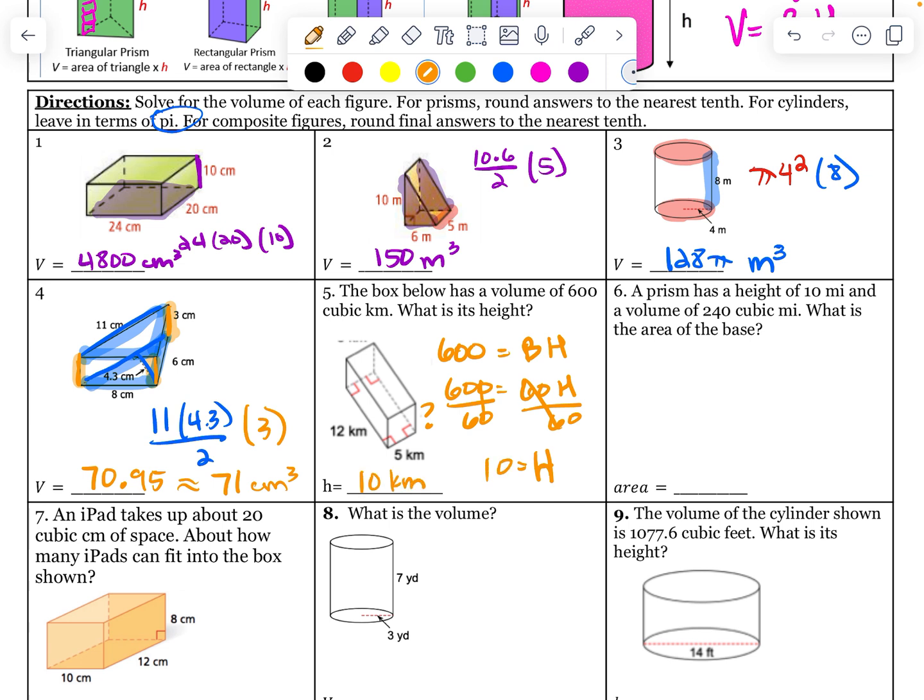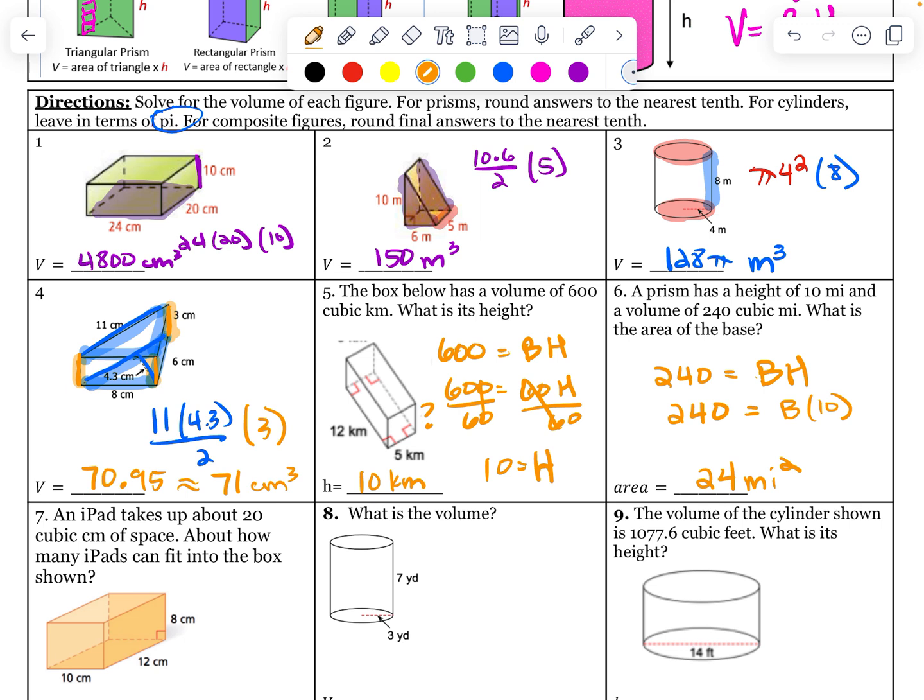A prism has a height of 10 miles and a volume of 240 cubic miles. What's the area of the base? All right, so volume is 240, base times height. So 240 equals base times 10. Divide both sides by 10. The area of the base is 24 cubic, no, just miles. Square miles, because it's an area. Whew.